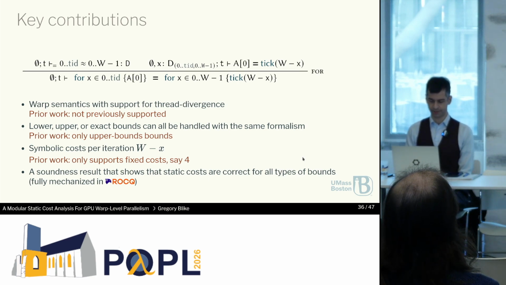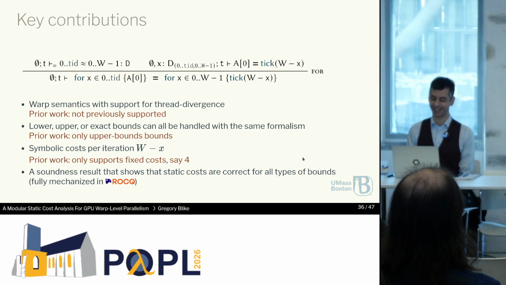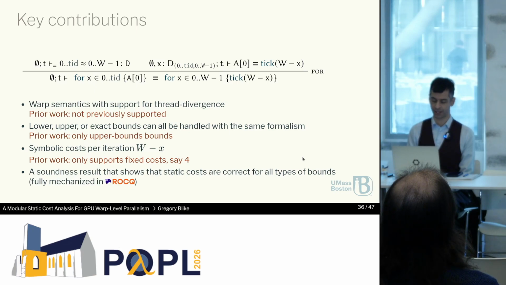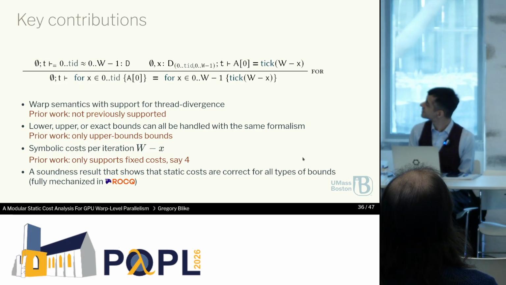The key contributions from this are that we support warp semantics with thread divergence, which was not previously supported. We can also add lower and exact bounds, where before we were only able to handle upper bounds, and it's all handled in the same formalism. We also offer symbolic costs per iteration, where there were only fixed costs before. And all of this has been proven sound with mechanical proofs in Rocq.